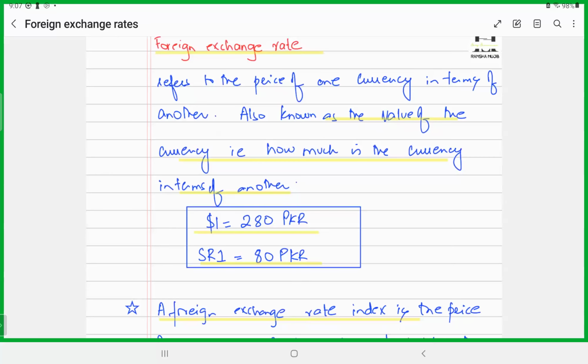For instance, how much is $1 equivalent to? So I have to give 280 Pakistani rupees in order to buy $1. Or I have to have 80 rupees that would be converted and it would yield me 1 Saudi Riyal. So this is how when a currency is expressed in terms of another, that's when you call it an exchange rate, right?